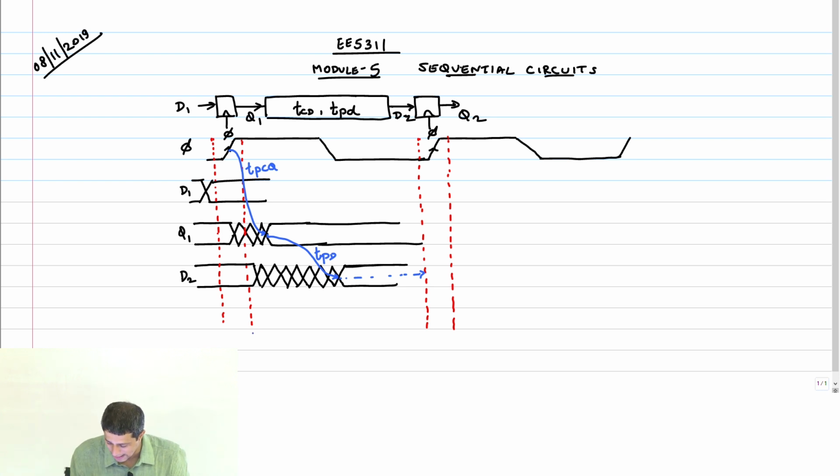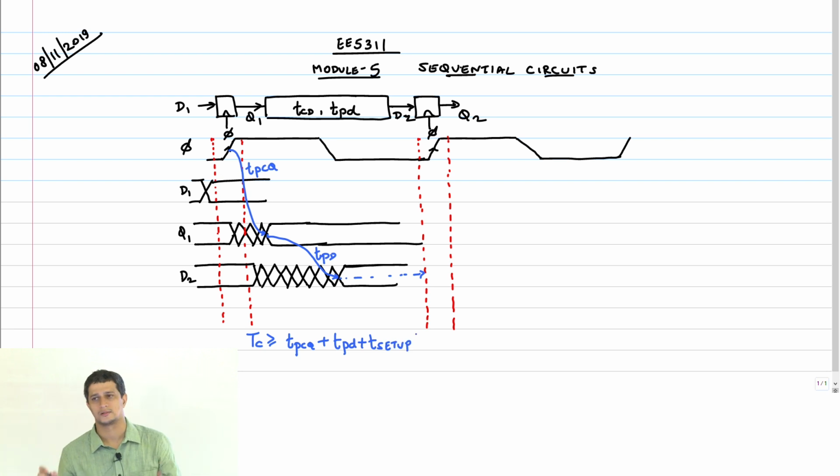So therefore we said the max delay constraint is TC should be greater than or equal to TPCQ plus TPD plus T setup. Worst case. Okay, clear? Now you look at D2.